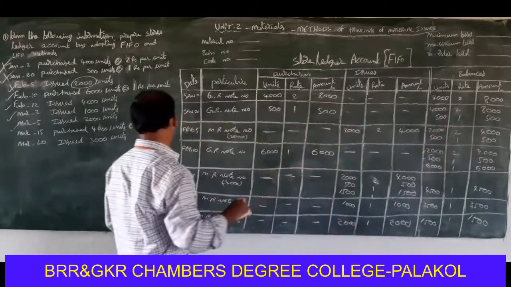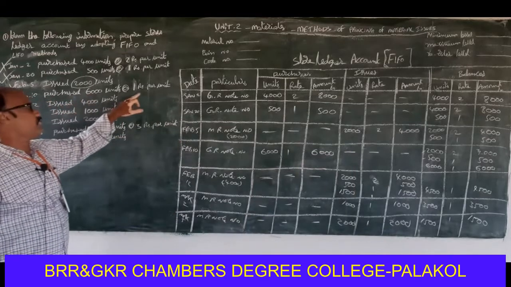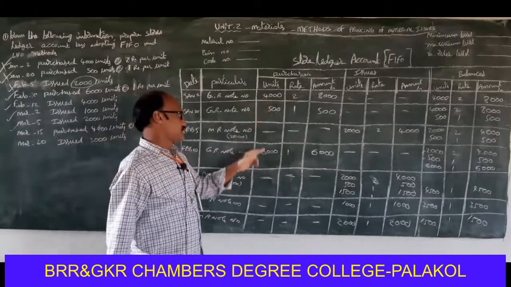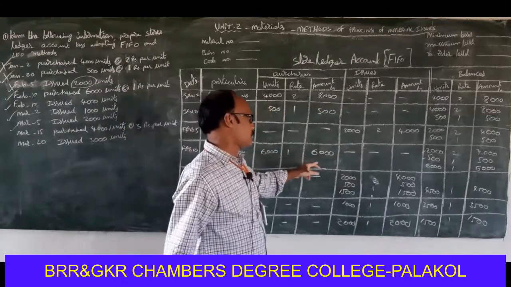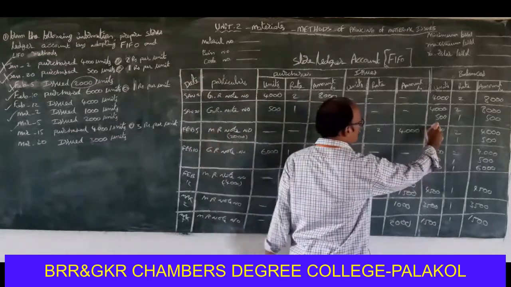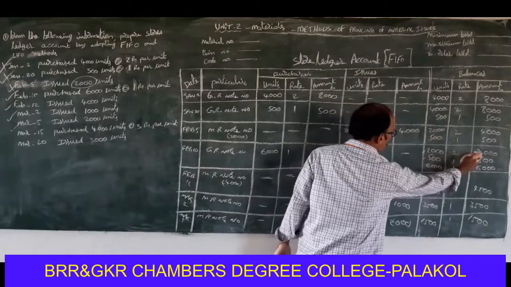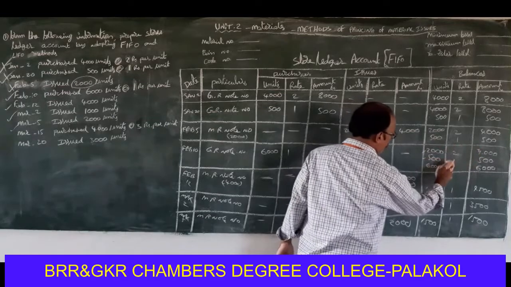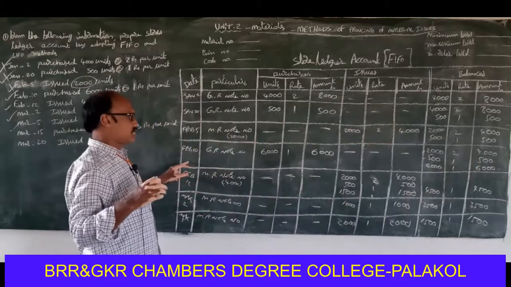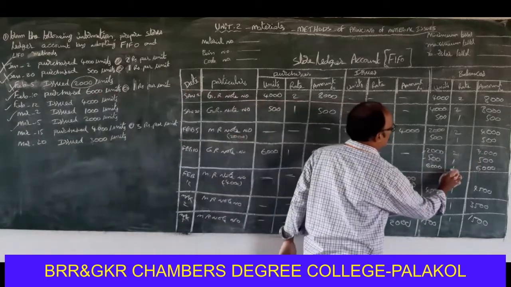Next again. On February 10th, purchased 6,000 units at the rate of 1 rupee per unit. February 10th, goods received note number, purchases 6,000, 1 rupee, 6,000 rupees. So at the end of February 5th, two types of material are there. One is 2,000 units at the rate of 2 rupees per unit, 4,000. 500 units at the rate of 1 rupee per unit, 500. Again, we purchased on February 10th 6,000 units at the rate of 1 rupee per unit, 6,000.